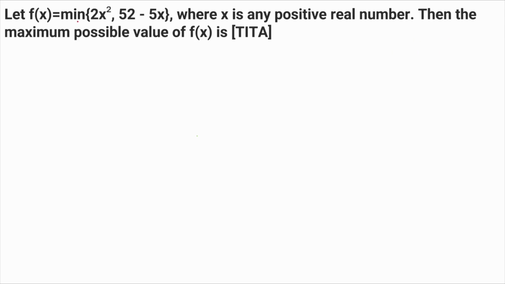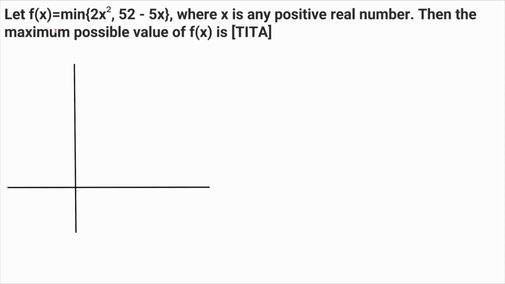Right, so the question reads: if f(x) is equal to the minimum of 2x² and 52 − 5x, where x is any positive real number, then the maximum possible value of f(x) is. Type in the answer. So we'll start by drawing our Cartesian coordinate system.